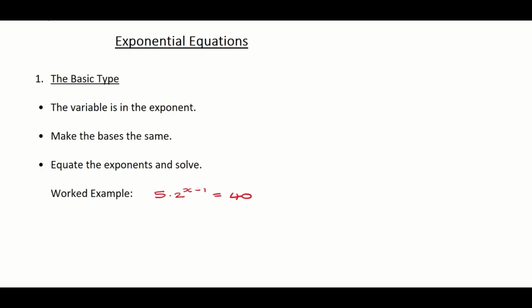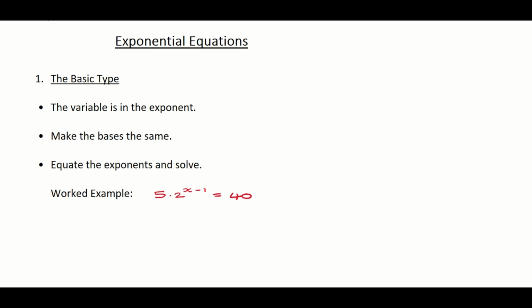Hi guys, in this video we are going to look at three different types of exponential equations and how we go about solving them. The first one is the basic type where we find the variable in the exponent. In that case, you make the bases the same on both sides of the equal sign, equate the exponents and solve. Here's a worked example.